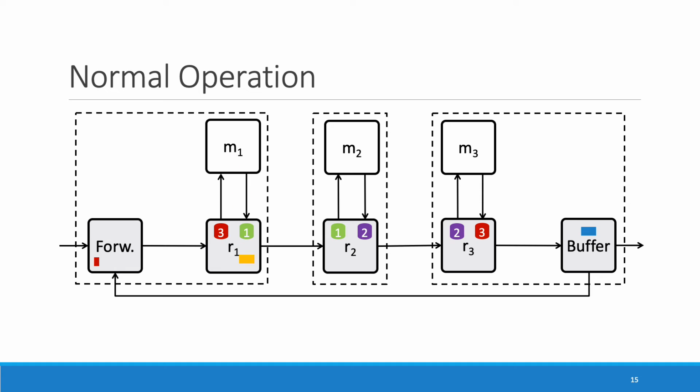R1, in addition to state changes of M1, piggybacks some metadata to the packet, showing the latest state that it has replicated for M3. The packet passes through the chain. Once the buffer receives the packet, it analyzes the metadata of the piggyback state and realizes that M3 state changes due to the processing of the blue packet have been replicated in 2 replicas. Then the buffer releases the blue packet.